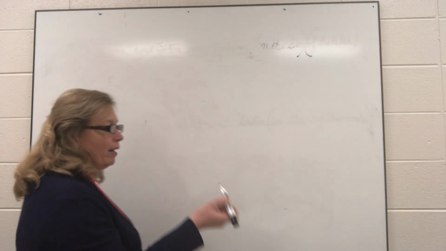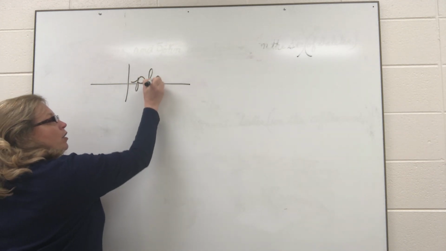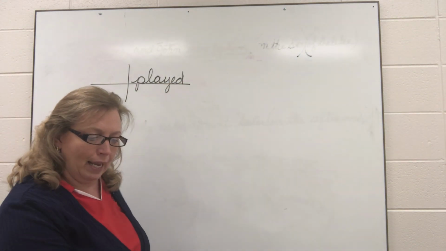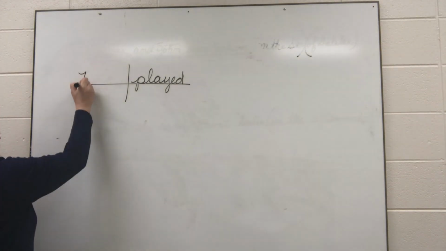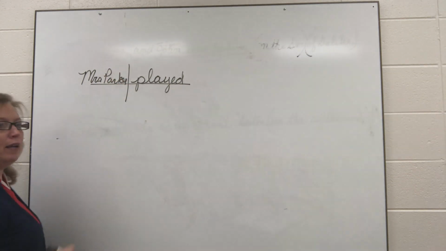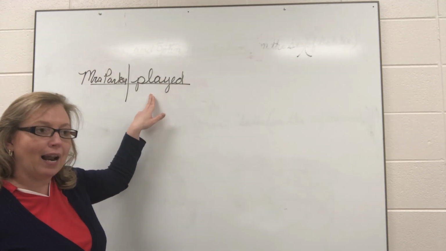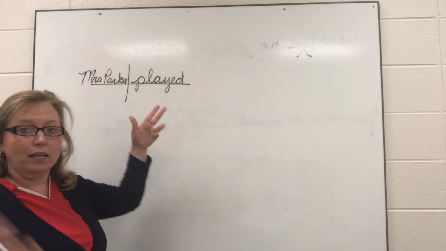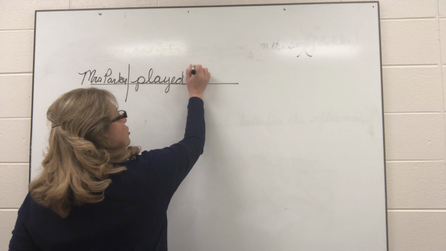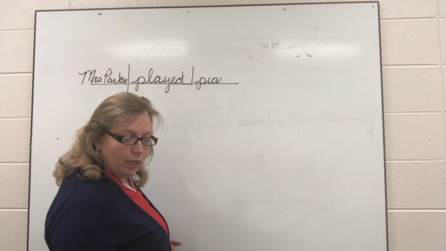Okay? So on your diagram in your book, let's do this real quickly. Let's write the word played. Who or what played? Mrs. Parker. So Mrs. Parker is my subject. Okay? This is an action verb, so I need to look and see if I have a direct object. To do that, I say, Mrs. Parker played what? She played the piano. So I need to put my direct object. Hope you are doing this in your book as I'm doing it on the board.